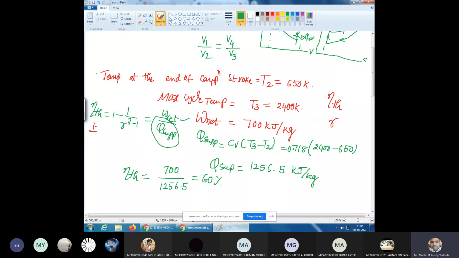So this is 60%. That is also equal to 0.6. Now, this 0.6 is equal to 1 minus 1 by r power gamma minus 1, right? So from this, tell me the r value, where gamma is the adiabatic index k, that is 1.4.